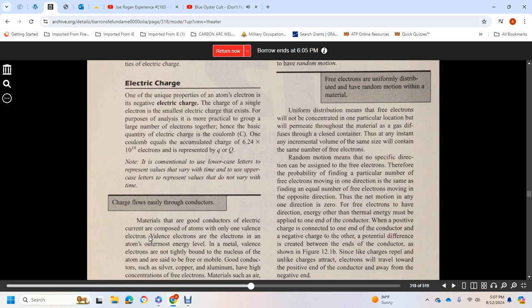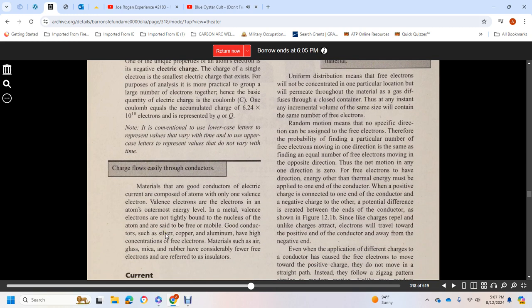Charge flows easily through conductors. Materials that are good electrical conductors are composed of atoms with only one valence electron. The valence electrons are the electrons in the atoms with the highest energy level. In a metal, valence electrons are not tightly bound to the nucleus of the atom and are said to be free or mobile. Good conductors such as silver, copper, and aluminum have higher concentrations of free electrons. Materials such as air, glass, mica, and rubber have considerably fewer free electrons and are referred to as insulators.